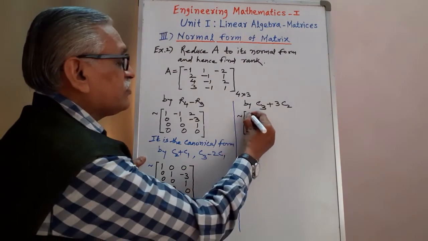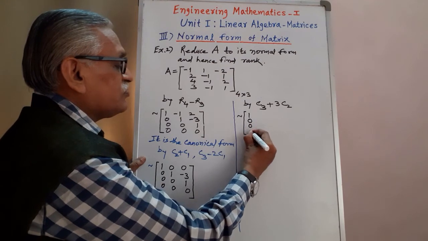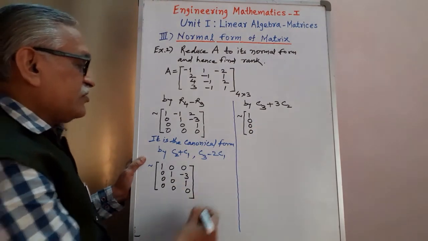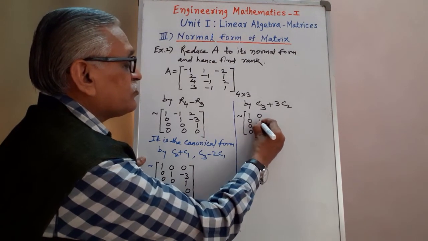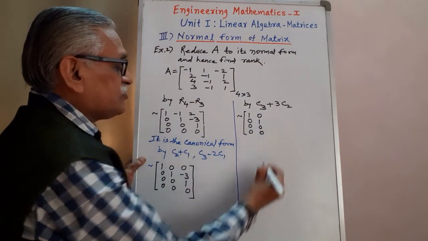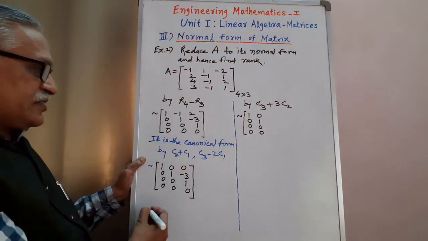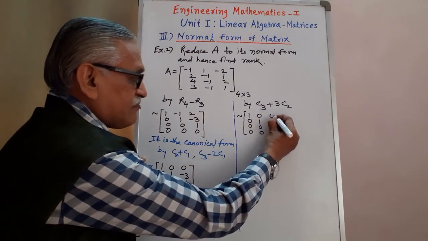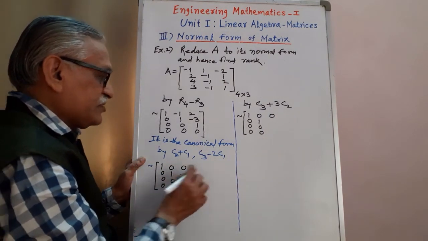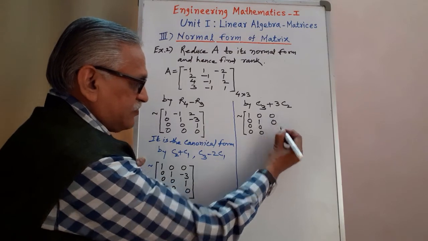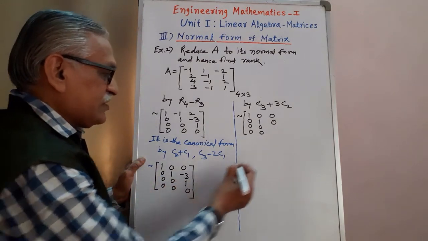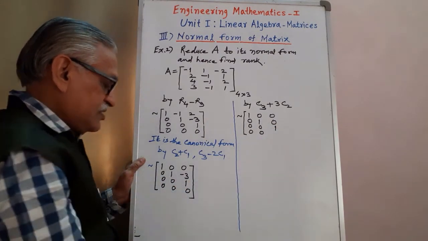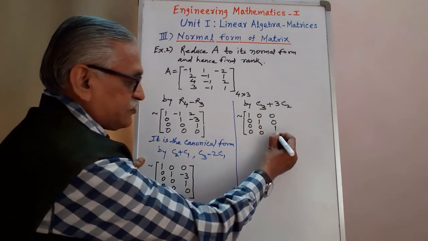First column no change, 1, 0, 0, 0. Second also no change, 0, 1, 0, 0. And changes in the third column: 0 plus 3 times 0, minus 3 plus 3 times 1, minus 3 plus 3 we get 0, 1 plus 3 times 0 and 0 plus 3 times 0.